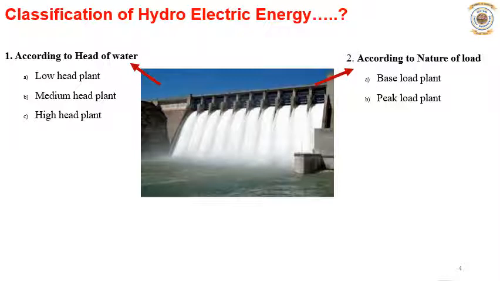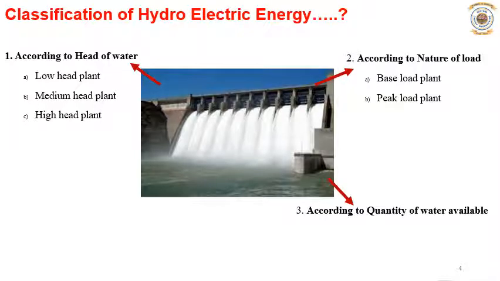Then peak load plants only work during certain hours of a day when the load is more than the average. The thermal stations work with hydel plants in order to meet the base load and peak load during various seasons. So it will work for a particular period in order to meet the load. That is termed as a peak load plant.